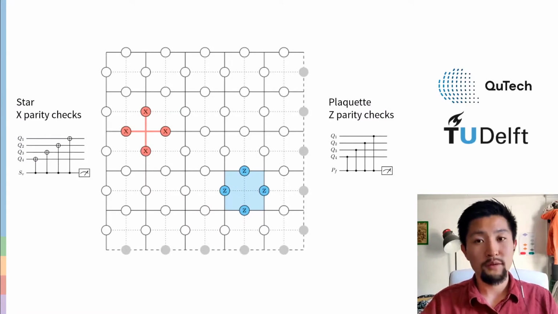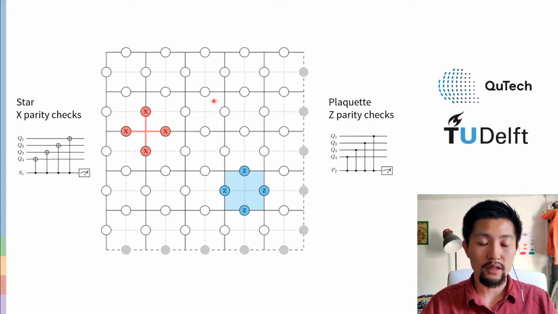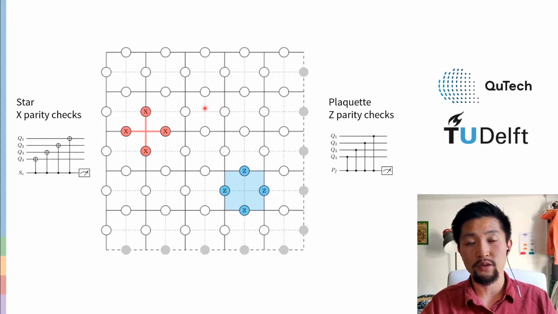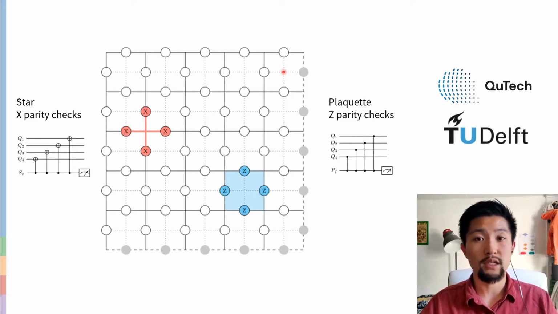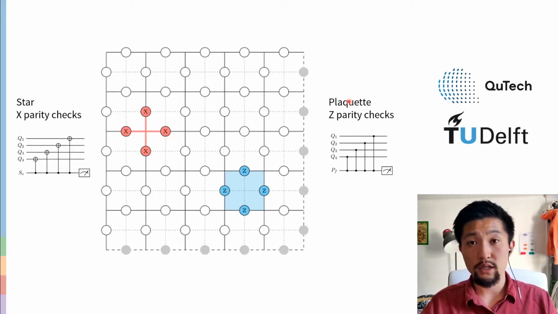So I think most of you are very familiar with the surface code. It's a family of error correcting codes located on a 2D lattice of qubits. Here the data qubits are located on the white circles. And on the vertices and faces of the lattice, there are ancillary qubits located which are used for parity measurements. In this case, on the vertices there are star operators which are equal to X parity checks, and on the faces there are plaquettes which are equal to Z parity checks.